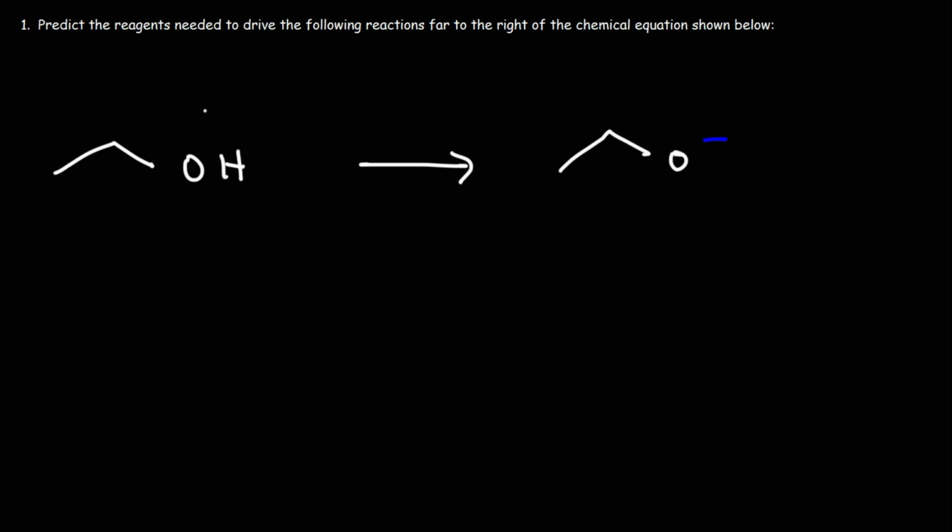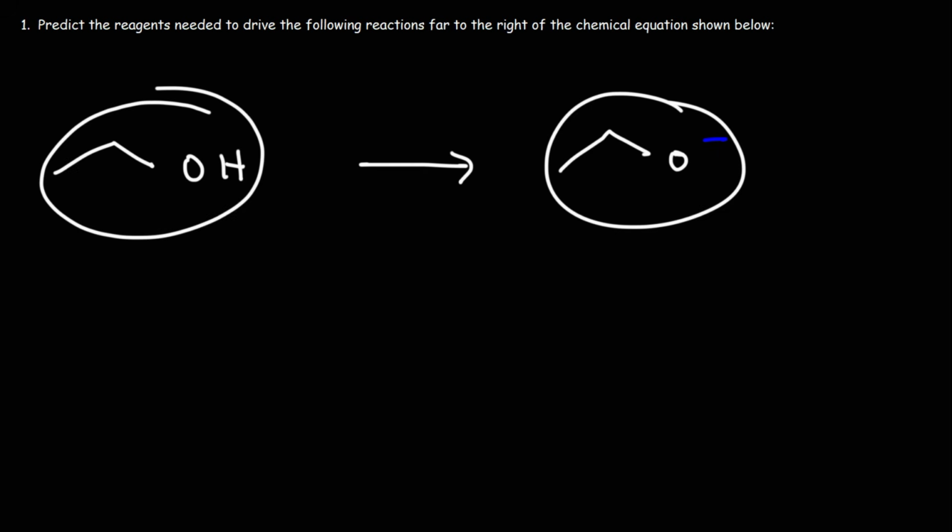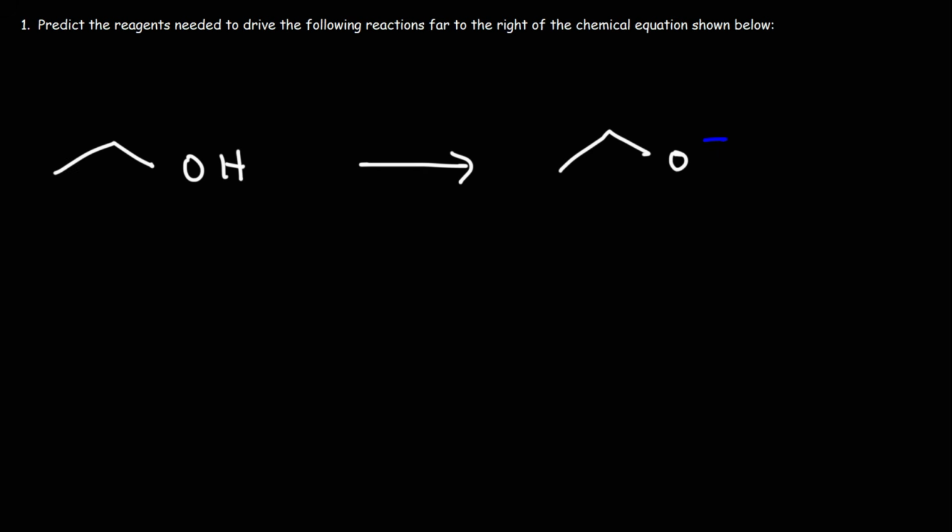So for this reaction, we have ethanol, and we want to deprotonate it. We want to remove the hydrogen to create ethoxide. And we want to use a strong enough base to drive the reaction to the right. So let's make a list of some bases that we know. Hydroxide is a common strong base that we could use.